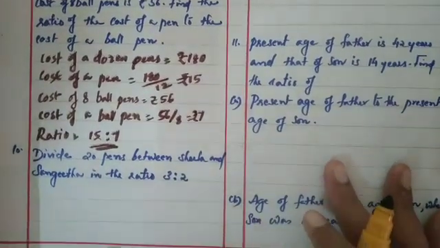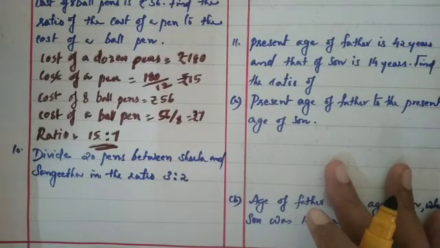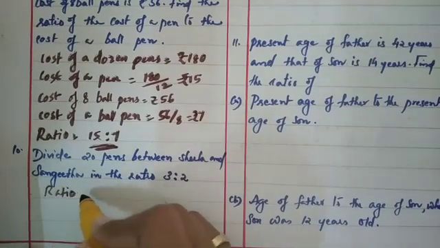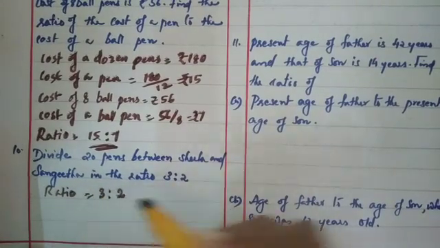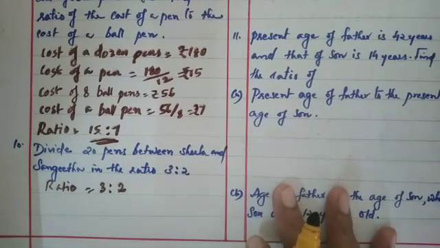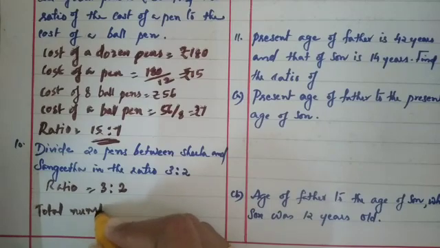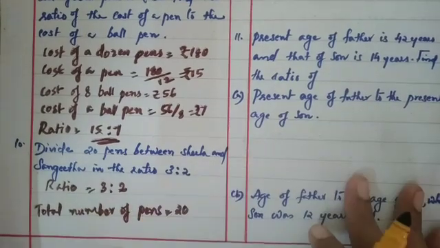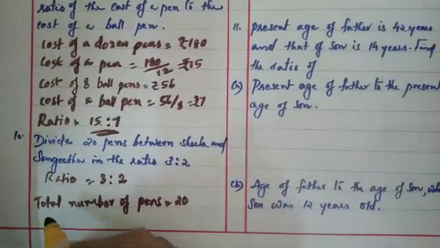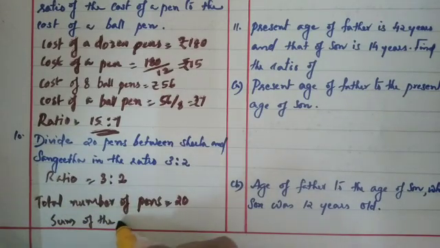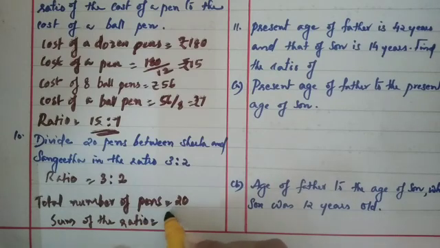Next, divide 20 pence between Sheila and Sangeeta in the ratio 3 is to 2. First you write the ratio: 3 is to 2. Total number of pence equals 20. Then you have to write the sum of the ratio. Sum of the ratio equals 3 plus 2 equals 5.